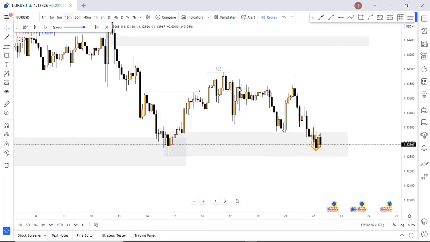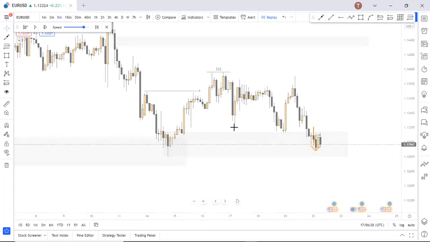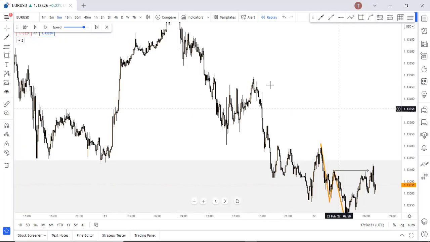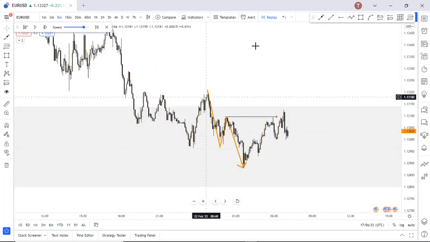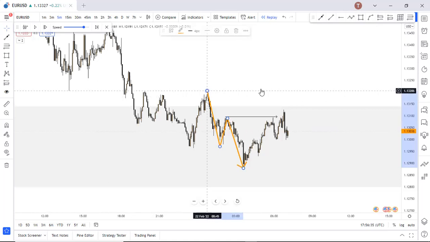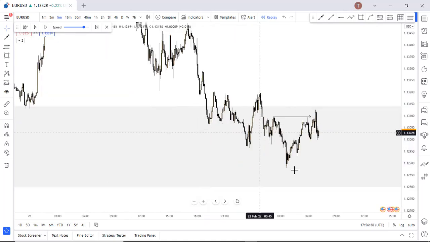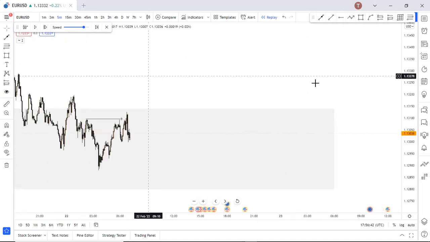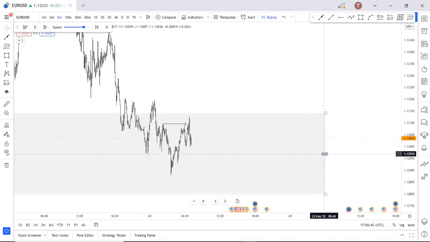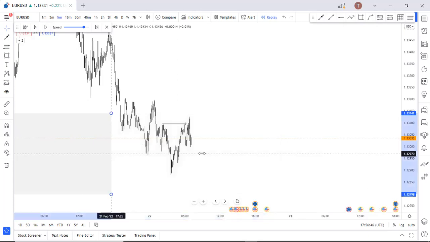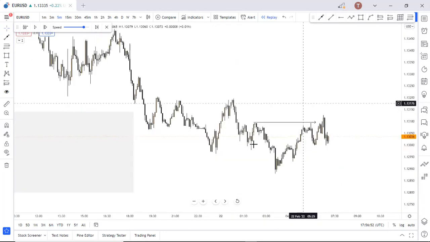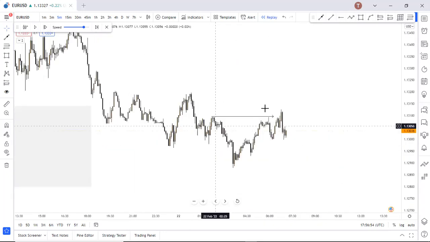So I went down to the 5 minutes time frame, and on the 5 minutes time frame, you can see that we had a push into this demand zone that we have marked out. Okay, so we tapped into this zone, so I was looking for areas where I can go long.